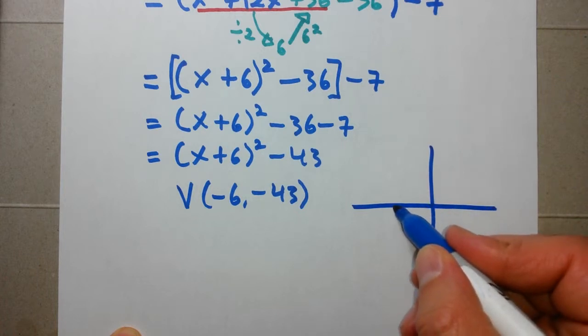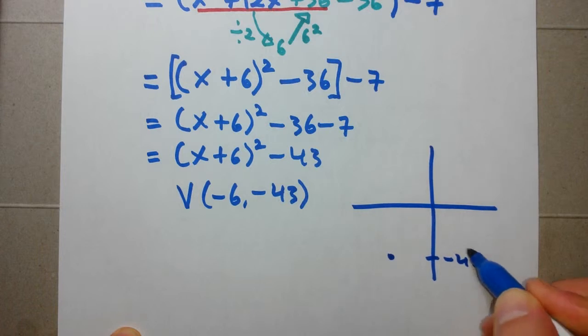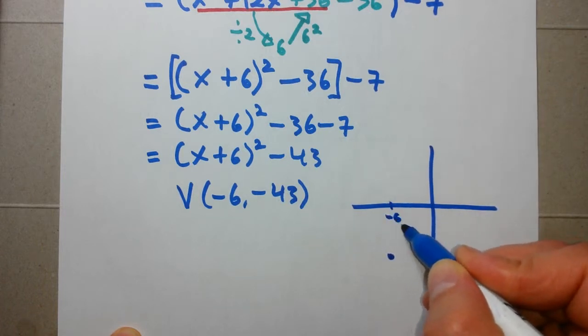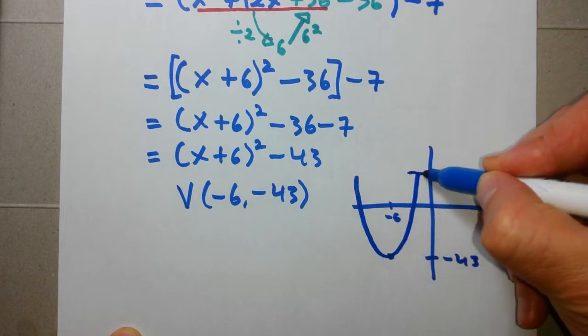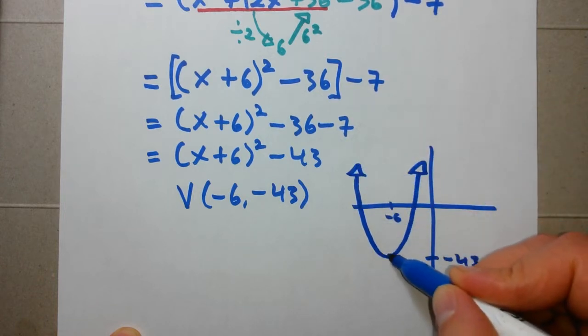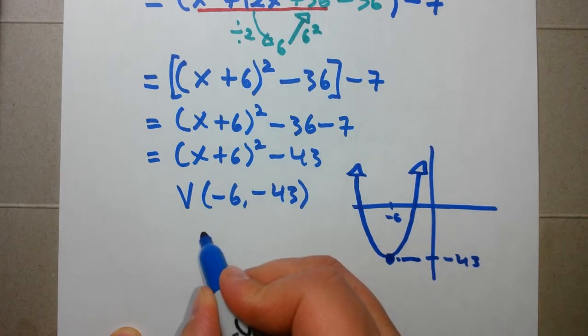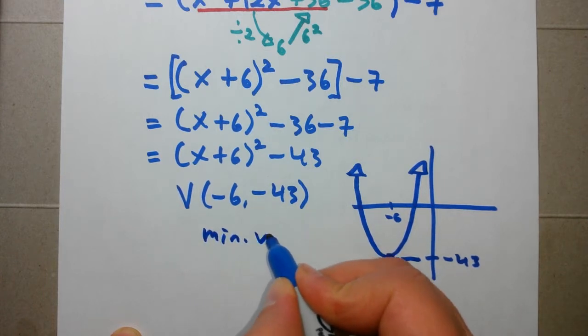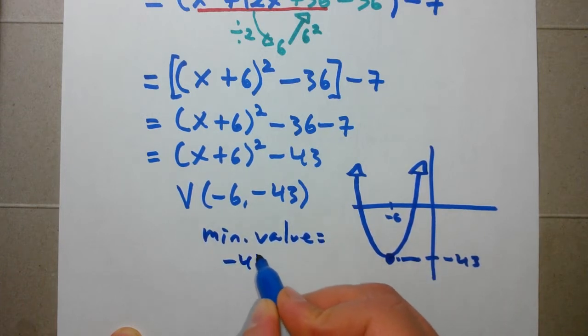We know it's minus 6, minus 43, so this is minus 43, and minus 6 there, okay, and we know that that is going to be the vertex of this equation, right? And we know that in this case the minimum value is at negative 43.